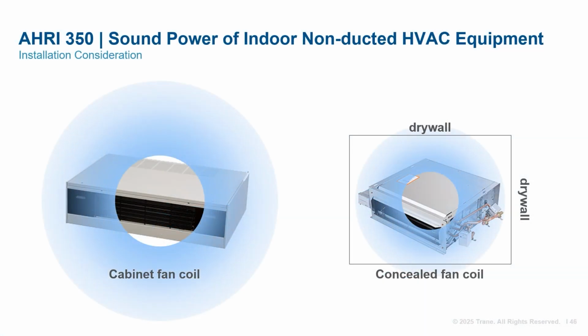The relation to sound here is important because for a cabinet unit, the sound which breaks out of the unit casing is often significant enough to add to the sound coming out the discharge and inlet openings. For concealed units, the additional layer of drywall may eliminate or at least significantly reduce this radiated portion of sound. Standard 350 covers all of these variations. When concealed units are tested, they are enclosed in drywall similar to how they will be installed in the field.